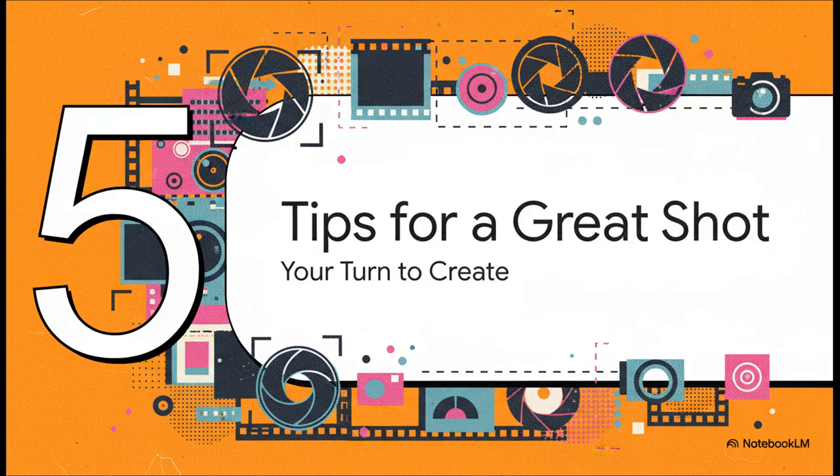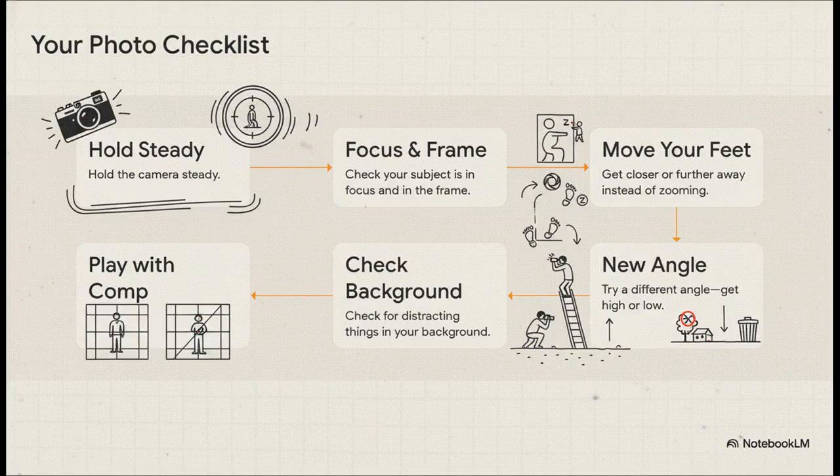Okay, we've covered the language, the tools, and even got some inspiration from the greats. Now, it's your turn to get out there. Let's wrap this all up with a super practical checklist you can use on your very next shot to make it instantly better. This is your secret weapon. Number 1, hold that camera steady. Shaky hands mean a blurry photo. 2, make sure your subject is sharp and actually in the picture.